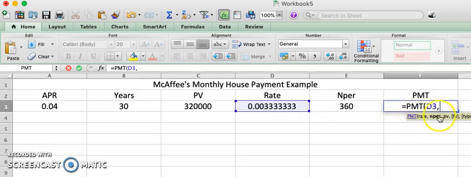And then notice that it bolds what's next. Now it wants N per. So I just click on how many months, and then hit comma. And then it bolds the next one. I want to know how much that house costs, so I'm going to just click that and hit comma.